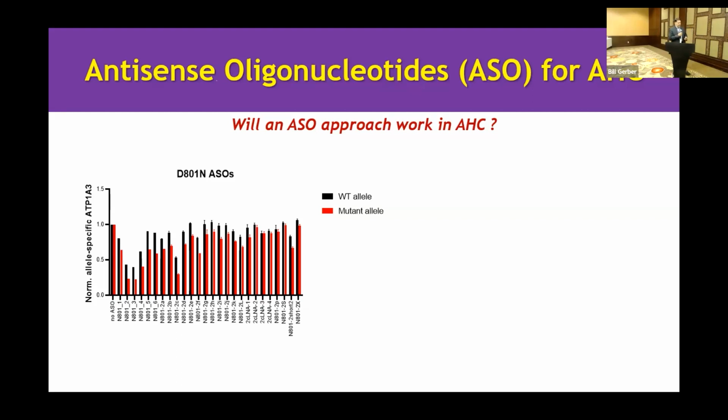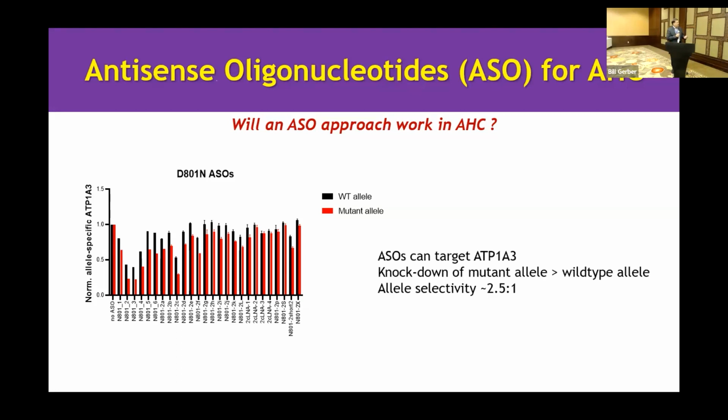And here's an example of the kind of data that we use to screen antisense oligonucleotides. Here's an experiment with 20 or so antisense oligonucleotides that we designed and tested. Some of these seem to work pretty well. In other words, what we're seeing is we're able to knock down both copies. We're able to inhibit both copies, but slightly more of the mutant copy.